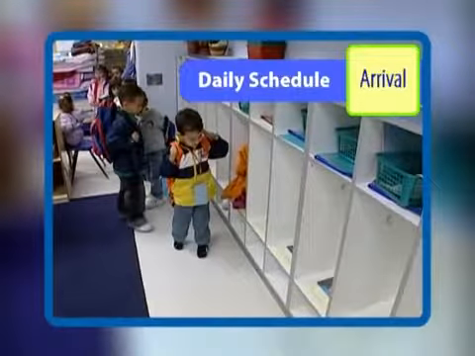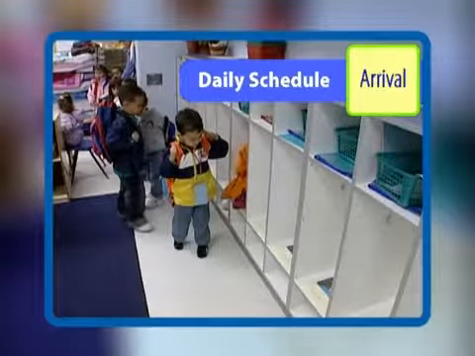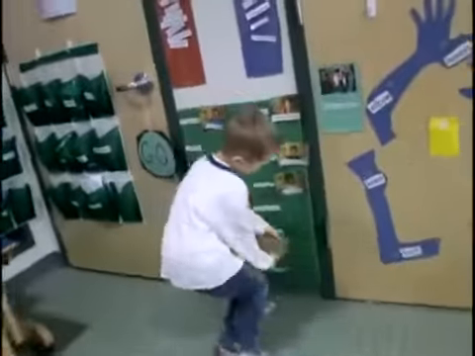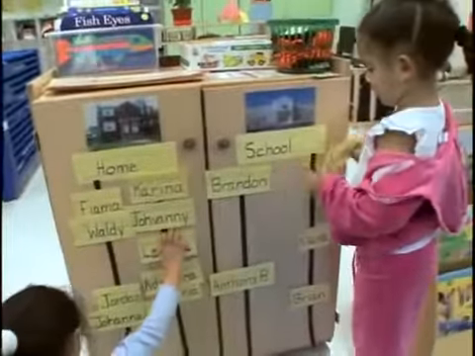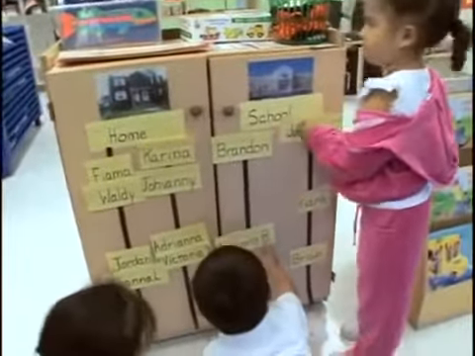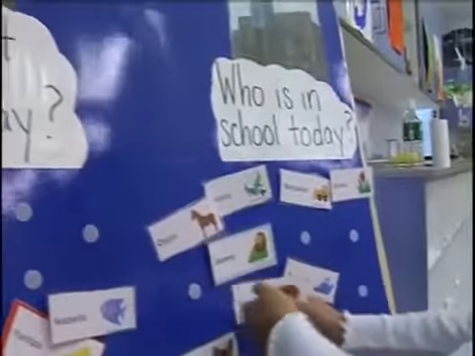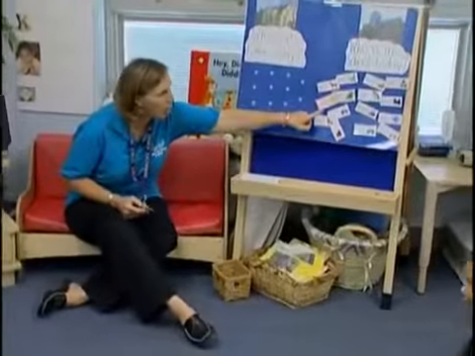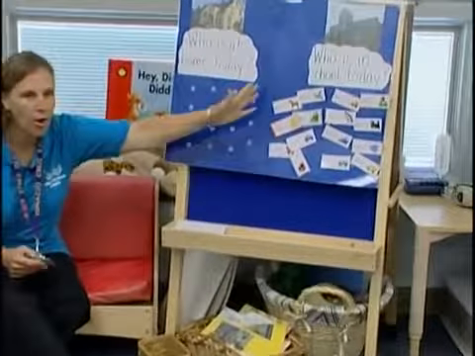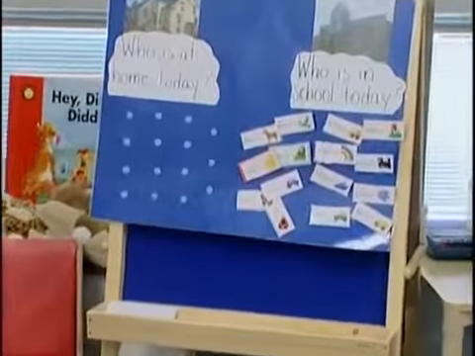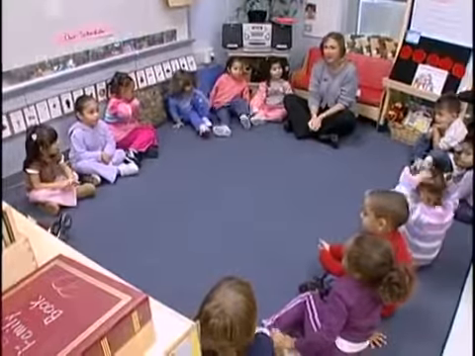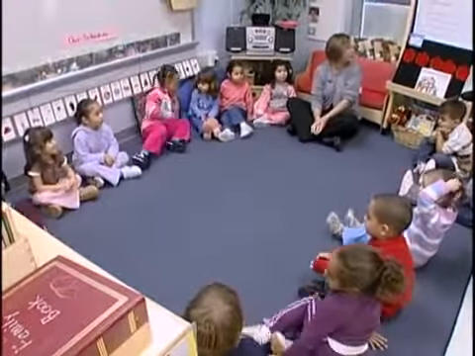A consistent routine at arrival time helps children transition into the classroom day and feel competent because they know what to do. My name is this one. They look for their name and they move it over to the school side. And when we all finally get to the morning meeting, it's a neat way for me to just quickly say, oh, look who's here today. Everybody came to say, Good morning, good morning, good morning to you.